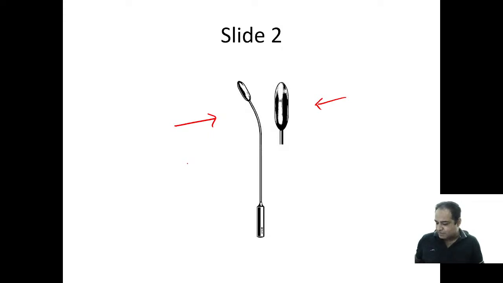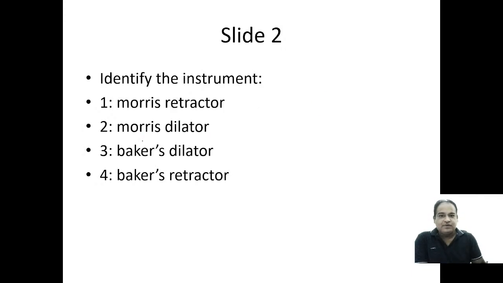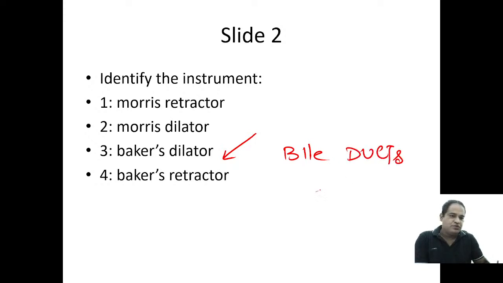There is some lag, I believe. Dr. Sunil Jha, Dr. Prince Singh, Dr. Brain Fruition, a nice name by the way, Tausif Khan, what kind of instrument is this? So that is a Baker's dilator used on bile ducts, right?